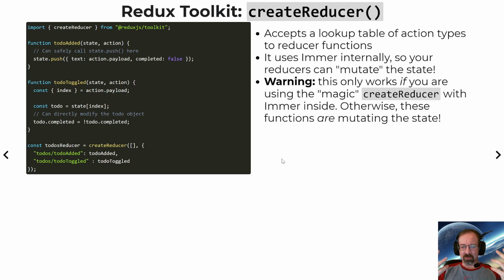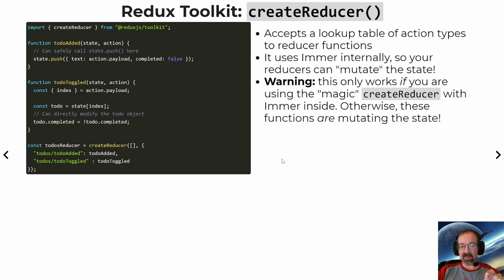And so everybody was writing their own utility to have an object lookup table where the keys were the action string types and the values were reducer functions that would handle those updates. We even had one of those in our docs for years. So one of the first things we added to Redux Toolkit is a function called createReducer that is an implementation of that object lookup table example.